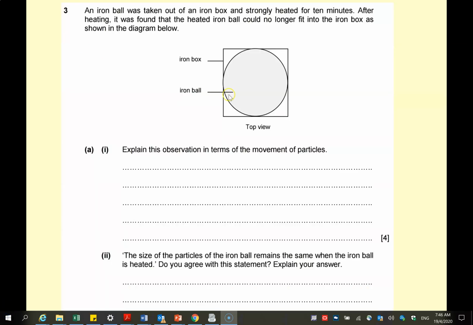Question 3. An iron ball was placed in an iron box. First, this iron ball was taken out and heated very strongly. And after heating, this iron ball couldn't fit back into the iron box.